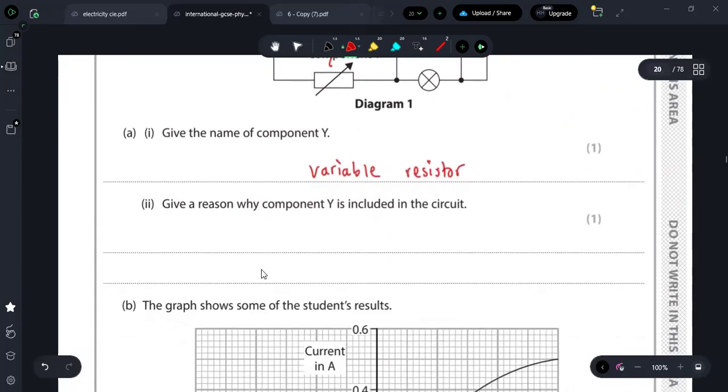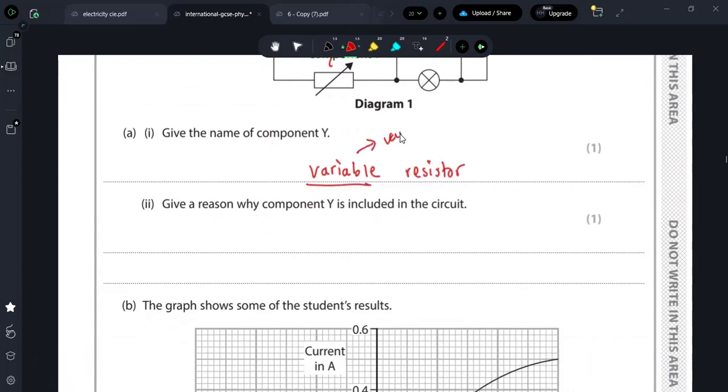The next question asks, give a reason why component Y is included in the circuit. So a variable resistor. Resistor comes from the word resistance, right? And variable comes from the word vary. So what do we vary with a variable resistor? We vary the resistance. But what is the reason to vary resistance? From V equals I R we know that current and resistance are inversely proportional. So if I increase the resistance, the current will decrease. If I decrease the resistance, the current will increase. So with a variable resistor, I can vary or control the current according to my need.